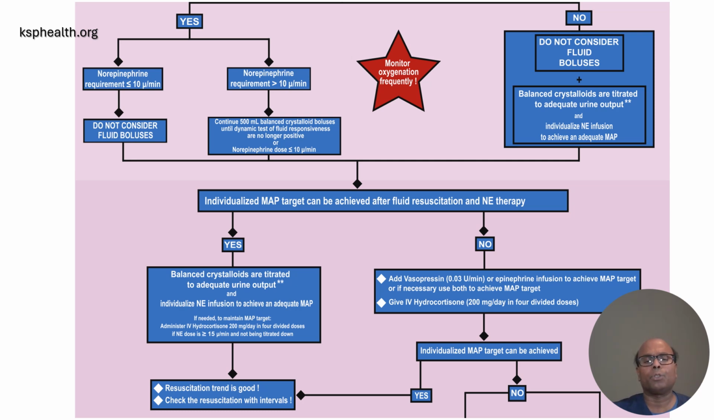If the dynamic tests are good, look at the norepinephrine requirement. If it is less than 10, do not consider more fluid bolus. If the norepinephrine requirement is more, give balanced fluid boluses, and of course you monitor with the dynamic tests. And you need to monitor the oxygenation frequently too.